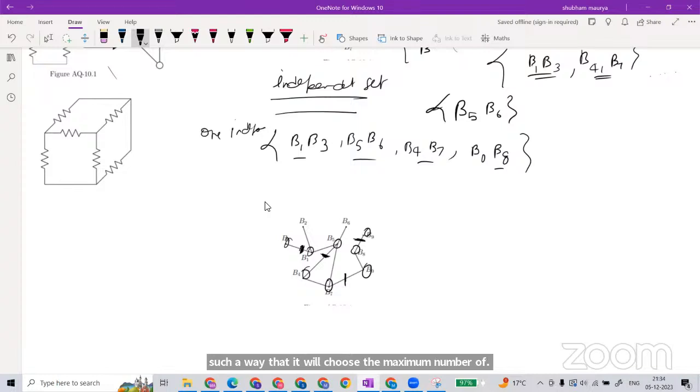Okay, so this is one independent set, marked 1, 2, 3, 4. If we try to maximize more, can we add some edge so that it will cover more than these vertices? It could never be, I think. Okay, so this is one way to choose that. This is one maximum independent set.